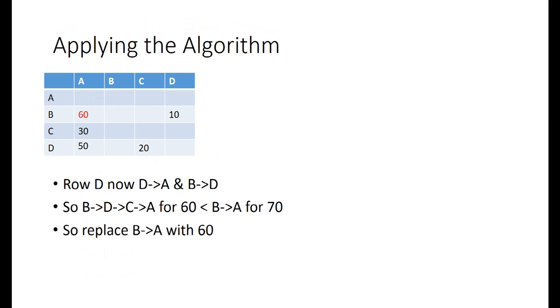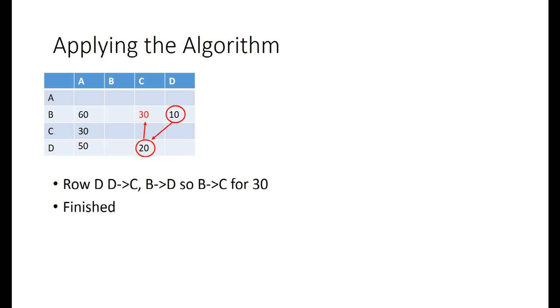Now, row D, we go through row D, and D goes to A, and B goes to D. So B goes to D, which goes to C, which goes to A. And if we add those values up, we get a 30, a 20, and a 10. That adds up to 60. Or we can go directly from B to A, that's fewer edges, but the weight's bigger. So we want the smaller weight. So we'll replace the 70 that we had a minute ago with a 60, okay?